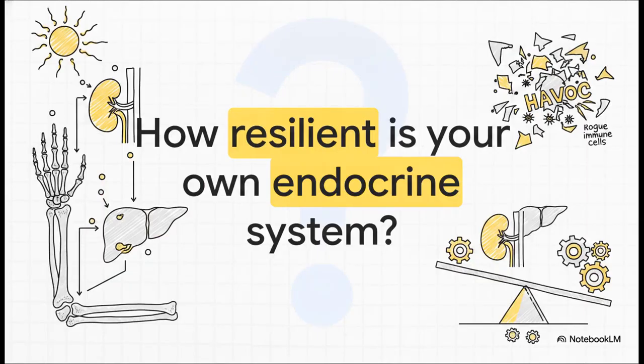We've traced the incredible journey of a sunbeam transforming into skeletal strength, and we've seen how easily that multi-organ assembly line can be totally derailed by failing organs, lack of sunlight, or rogue immune cells. And it really leaves us with a provocative thought. With our internal factories balanced constantly on a razor's edge between harmony and havoc, how resilient is your own endocrine system? Thank you so much for joining me on this explainer. I really hope this helped illuminate the brilliant, fragile biology working inside you every single day.